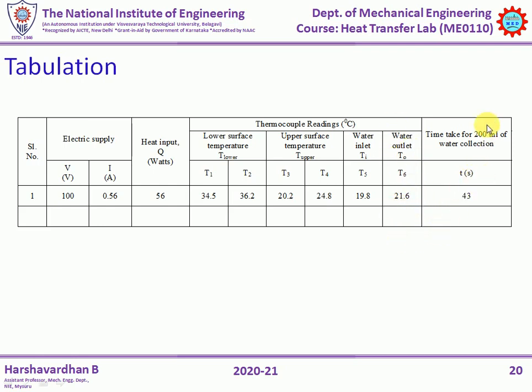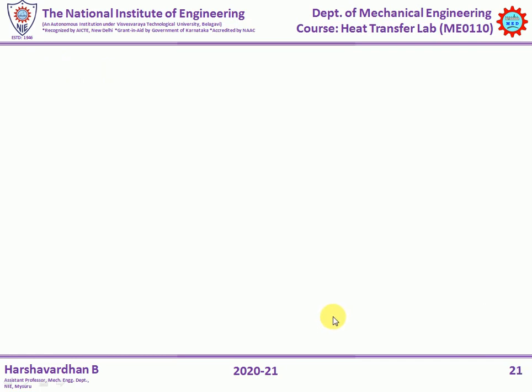degrees centigrade. And initially we came to know that when we adjusted the flow control valve, it took 43 seconds for the collection of 200 ml of water. Therefore, by dividing this 200 ml by 43 seconds, we can get the volume flow rate. So with this tabular column, now we can go for doing the calculations.